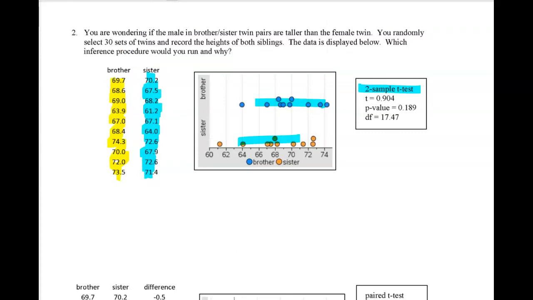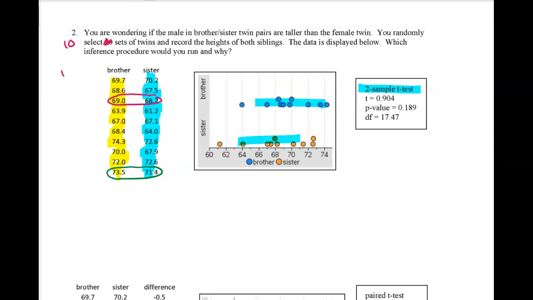You're wondering if the male in a brother-sister twin pair is taller than the female twin. So we got twins, and we're wondering if the male twin is taller than the female twin. You randomly select, this is a typo, it should be 10, you randomly select 10 twin pairs and record the heights of both siblings. So this is linked data. This is a twin pair, a boy and a girl. I can't change the order. One list can't be longer than the other. This is a matched pairs design.